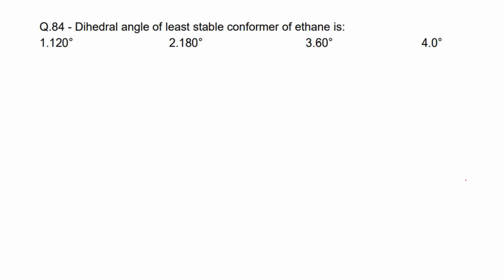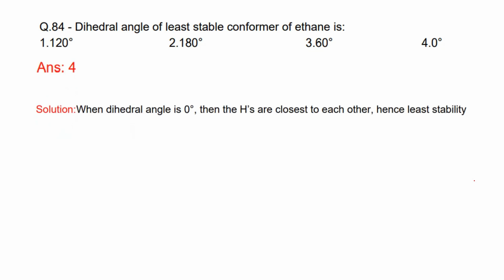Next, question number 84: dihedral angle of the least stable conformer of ethane. That is obviously 0 degrees. When it is 0 degrees, both the hydrogen atoms will be near to each other, at the nearest distance. When they are at the nearest distance, more repulsive forces will come. So that leads to less stability of the compound. So option 4 will be the right answer. So question number 84, option 4.